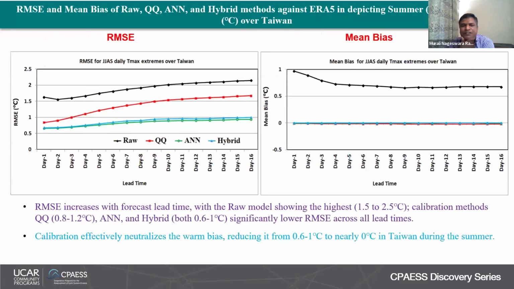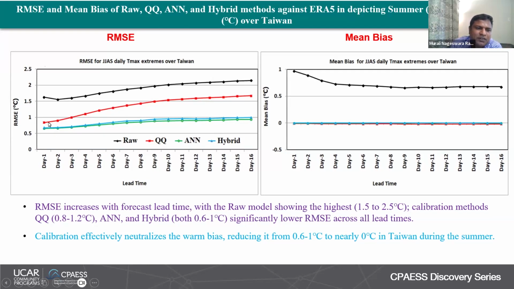And when we go to the RMSE and mean bias, here I am not showing all the spatial plots. Instead of picking only some, I am showing all the lead times here. You can see the black one is the raw model, the red one is the Quantile-Mapping, the green is the ANN, and the blue is the hybrid method.